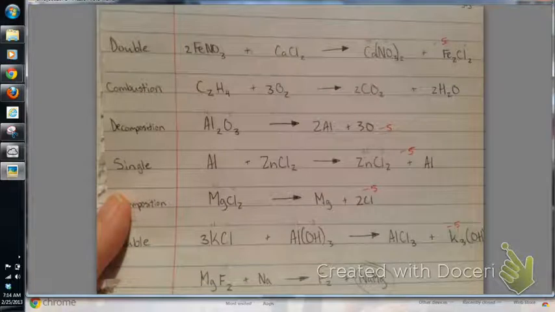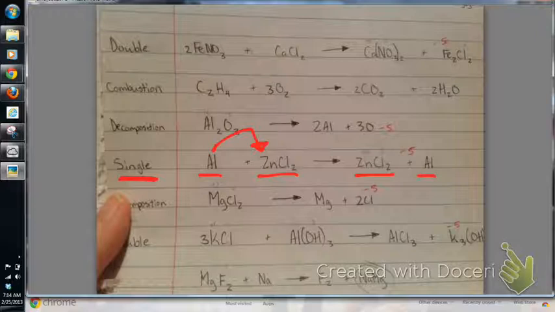Okay, I would like to use this next example as a good example for why you definitely need to pay attention to what you're doing in the problem. And what I'm looking at is here. This is a single replacement reaction, and what you have here is aluminum and zinc chloride. And what they put on the other side was zinc chloride and aluminum. Now, of course, what they forgot to do here is to do the replacement part of this single replacement reaction and actually put the aluminum with the chlorine.